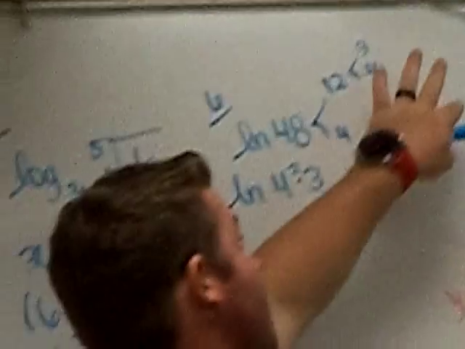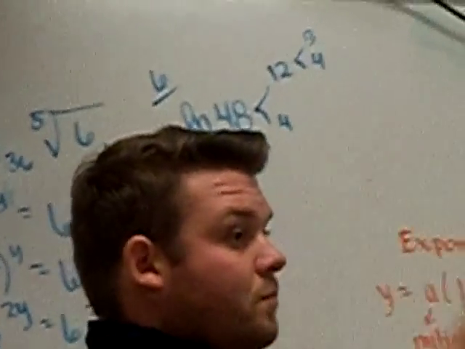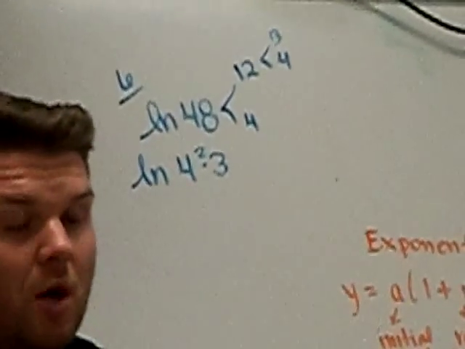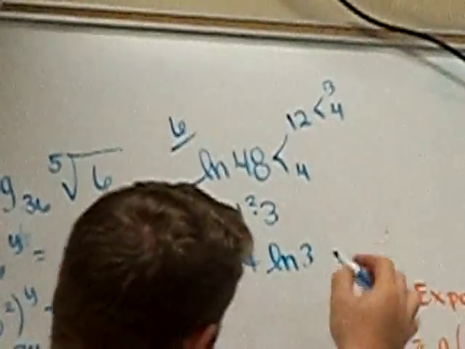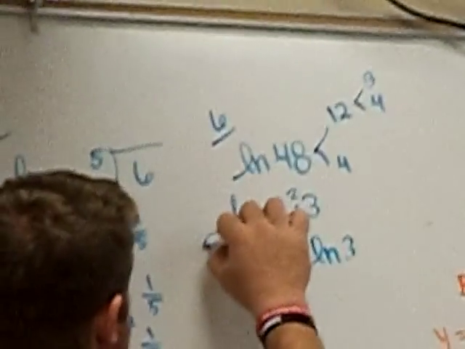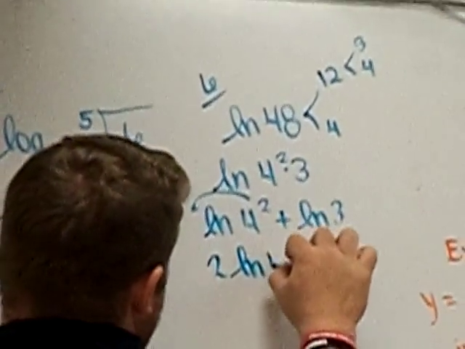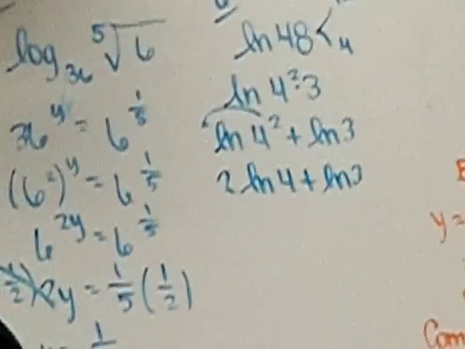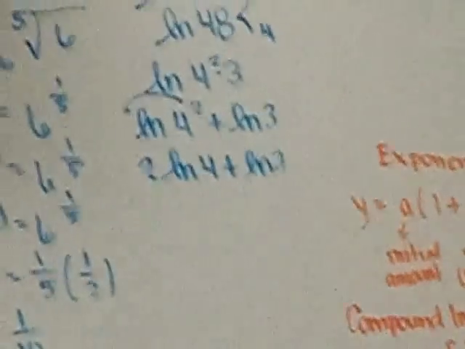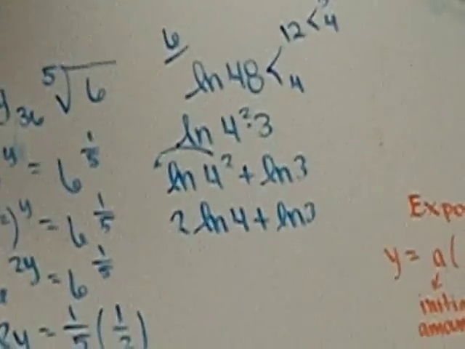Well, right here, I've got to multiply all these numbers together to get 48. Now, once I know that I have 2 terms being multiplied together, use the product rule. So you got the natural log of 4 squared plus the natural log of 3. The power rule brings that 2 out front. 2 natural log 4 plus natural log 3. I didn't put the 2.